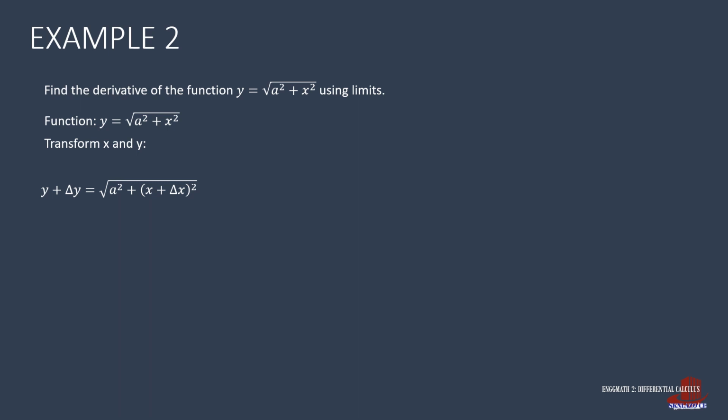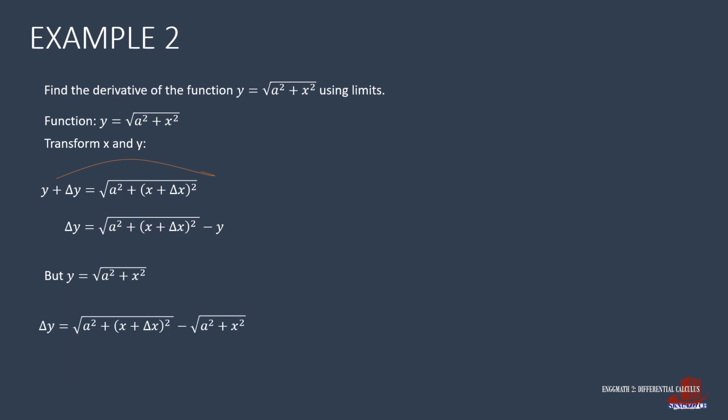There's nothing to simplify at this point, so continue the procedure by transposing y to the other end. Take note that y is equal to the root of a squared plus x squared. So delta y becomes the root of a squared plus the square of x plus delta x minus the root of a squared plus x squared.